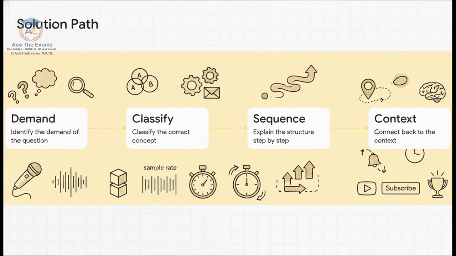Step 3, the step-by-step sequence. Order matters immensely here. Explain the mechanism first, then the consequence. Don't just throw facts randomly onto the page like Alex does. Step 4, connect to context. Apply it back to the specific scenario in the prompt. I want you to imagine a complex data chart on the screen right now, showing audio bit rates.